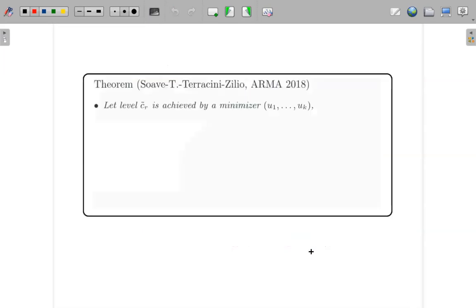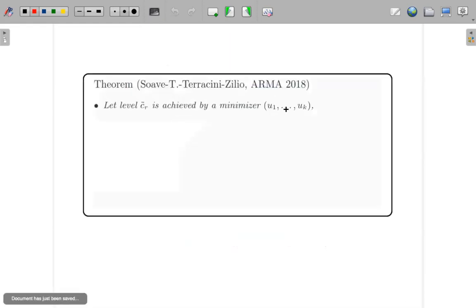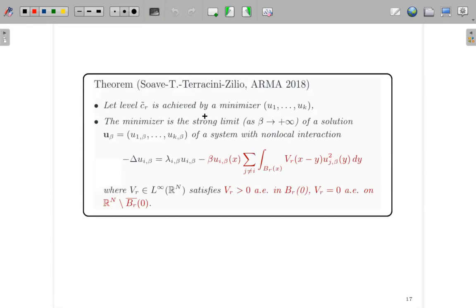Let's see the result. The first one is not surprising, right? We could get away with obtaining a solution. So starting from the weak formulation, you have a minimizer. Then how is the system? How do you do a singular perturbation? In this case, you have to do a non-local thing. You have to use a convolution.